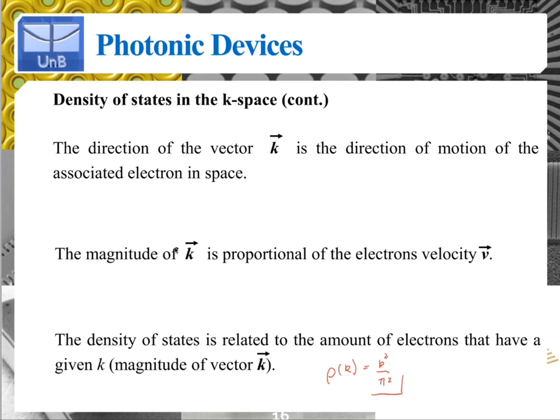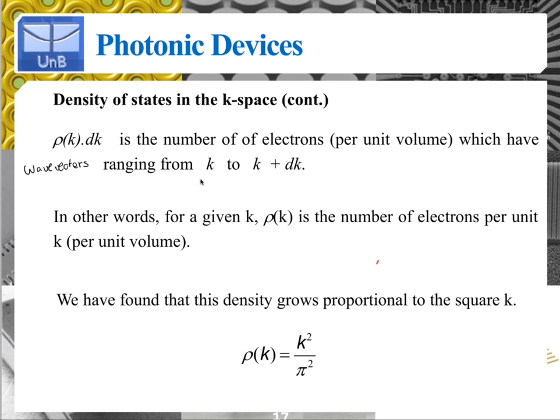Electrons with different wave vectors, and therefore with different velocities, are going to happen in different numbers. You're going to have different densities of electrons with the different momentums. From the definition, rho of k dk is the number of electrons which have wave vectors ranging from k to k plus dk. In other words, rho of k is the number of electrons per unit k, per unit volume as well. Because of this, the number of electrons per unit k is not constant. It is proportional to the square of the magnitude of the wave vector k. So as you increase k, the number of electrons per unit k increases.